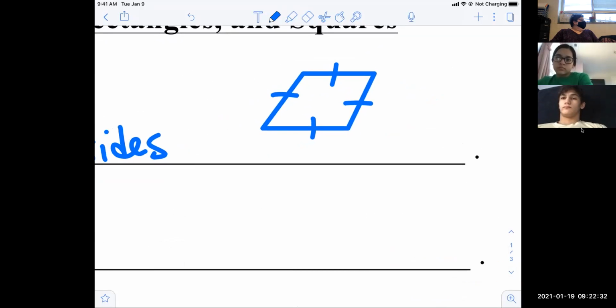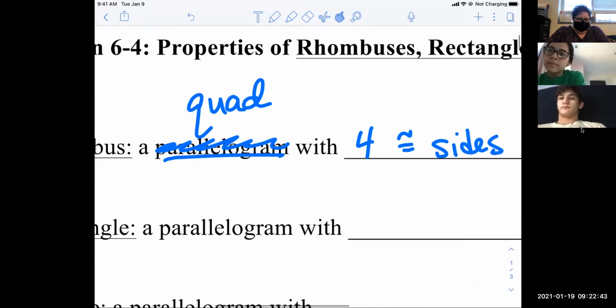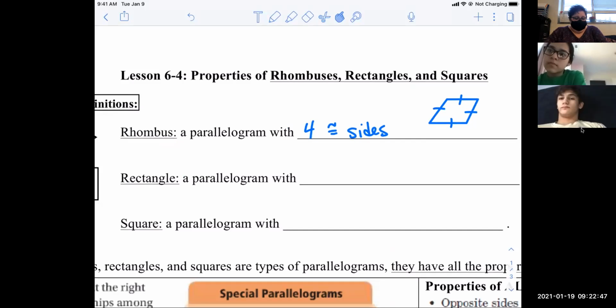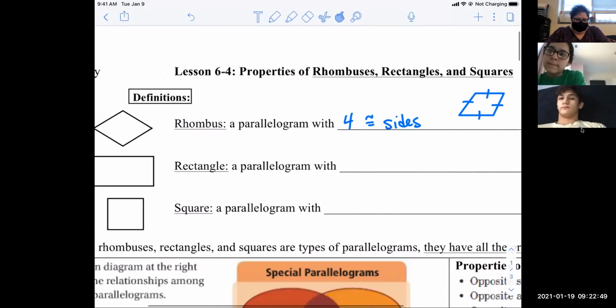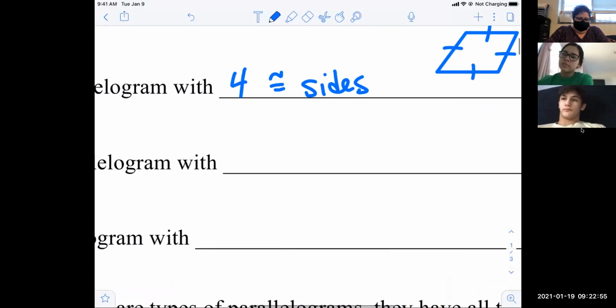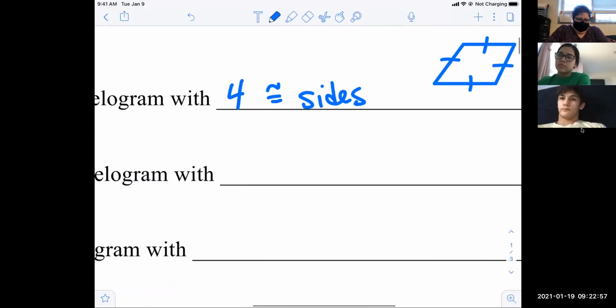If all you knew is it's a quadrilateral with 4 congruent sides, why would that make it a parallelogram? Because if it has two pairs of opposite sides congruent, it's already a parallelogram. In the definition of your book, they'll say parallelogram because they're just trying to emphasize what that looks like. But a rhombus will have 4 congruent sides. Okay, a rectangle is a parallelogram with 4 congruent angles.